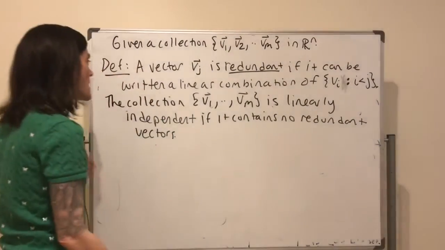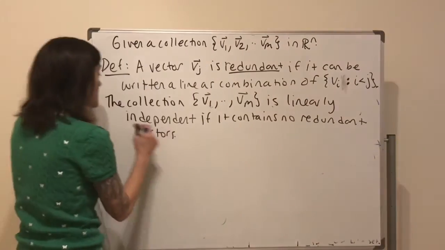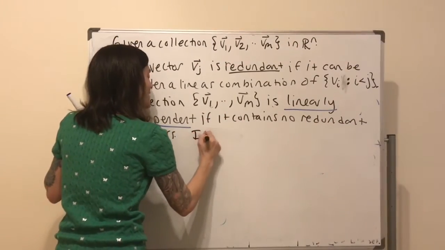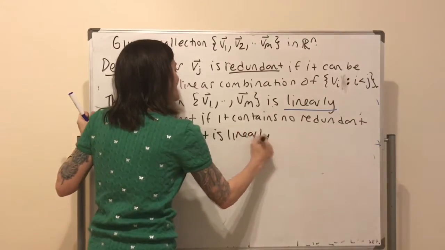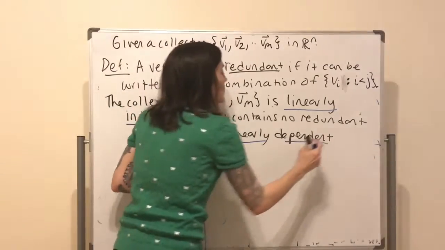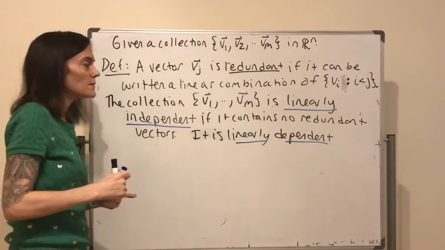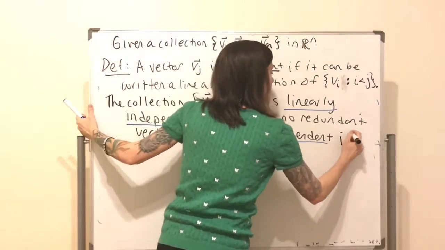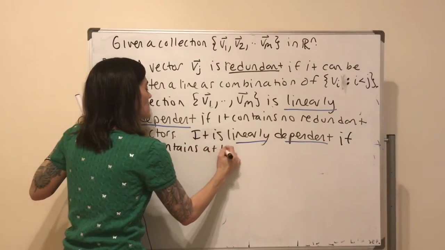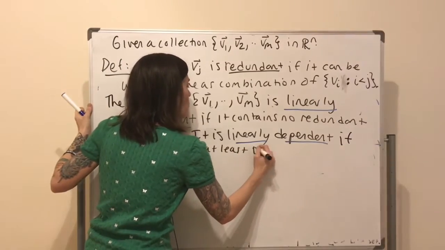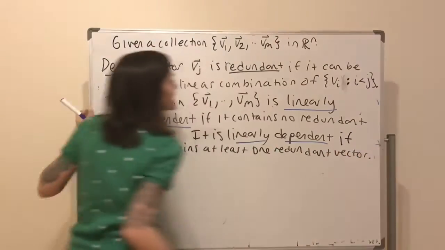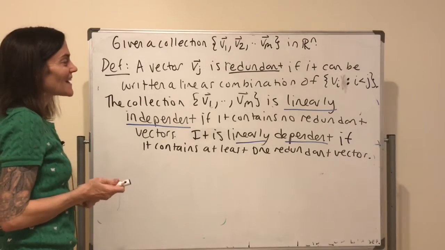Okay. And then let me underline what I defined. Linearly independent, and then it is linearly dependent if it is not linearly independent. But you could also say it like this: if it contains at least one redundant vector. One redundant vector. Okay, well, this is very nice.